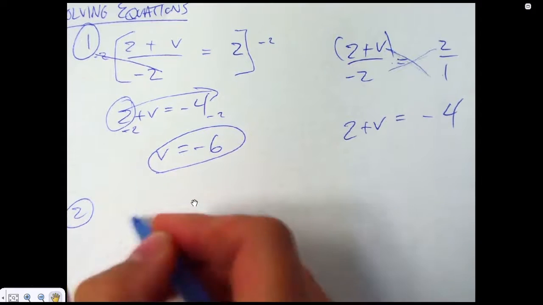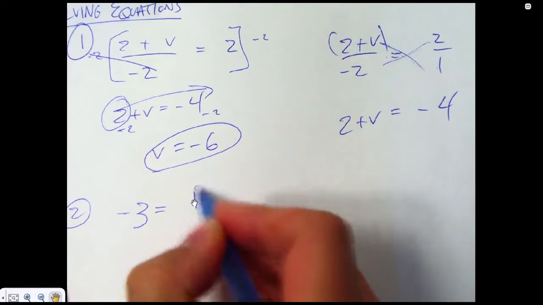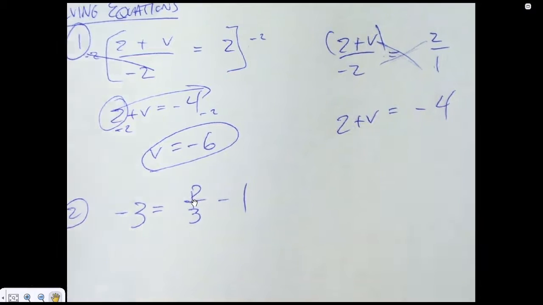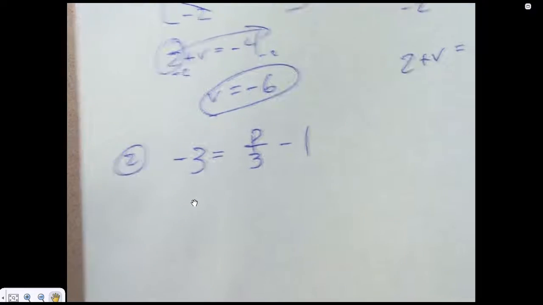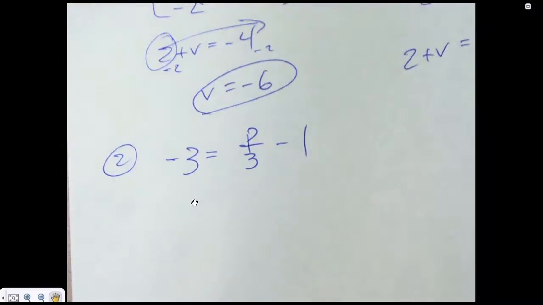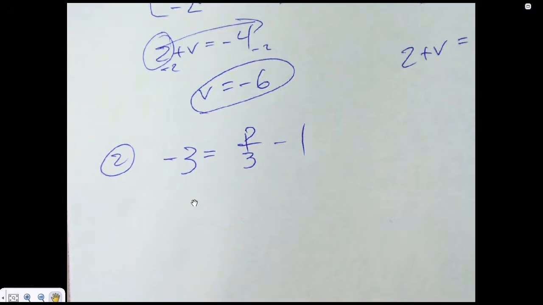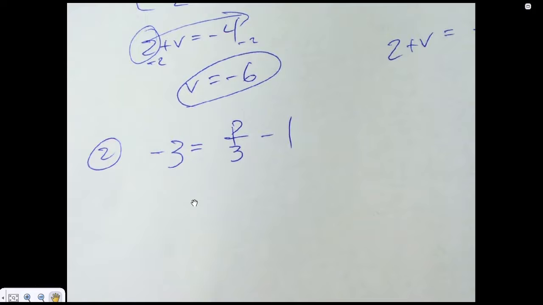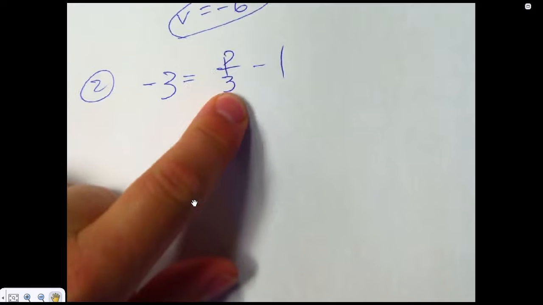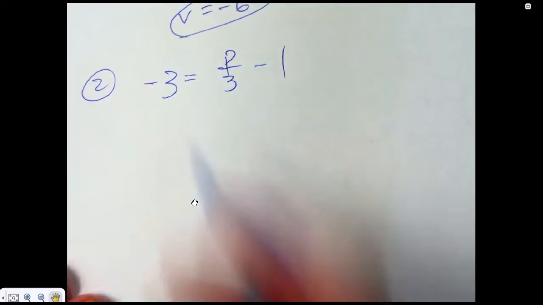This is number 2 on your worksheet. Negative 3 equals p over 3 minus 1. So I said before, I don't want a fraction there. That's true. It's a little different the way I get rid of this one. Again, there's 2 or 3 different processes that are all very similar that'll get you to the same spot. What I would do here is say, well, there's a 3 on the bottom. I don't want it there, so I'm going to multiply everything in this equation by 3.